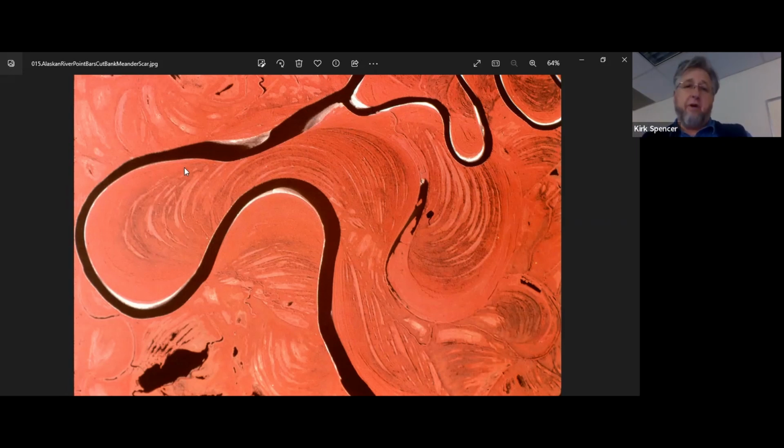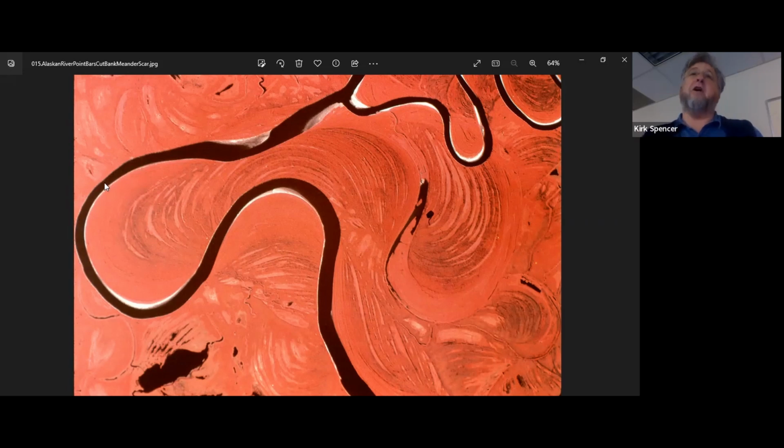Same thing happens in rivers. As the water moves around this bend, the water on the outside wants to continue in a straight line. It's according to Newton's first law of motion, that once something is set in motion, it will want to travel in a straight line unless it's acted on by another force. And the water does the same thing. It wants to move in a straight line, but the channel is bending.